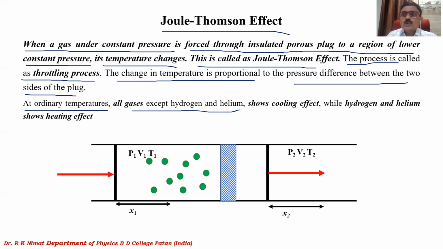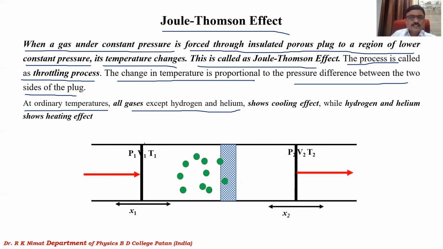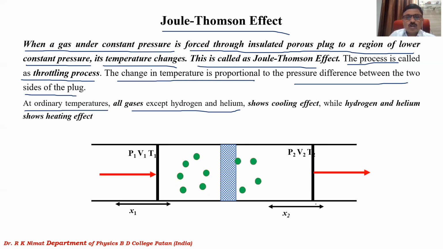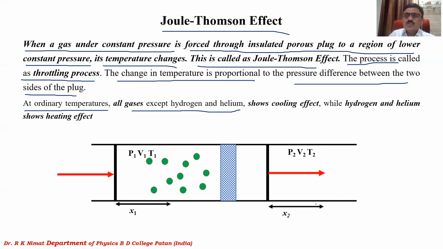Now the Joule-Thomson effect can be understood with the help of this simple animation that I have made. Let us see the animation. Now let us see. This is a cylinder. It is an insulating cylinder, remember, because all this process is carried out in such a way that neither heat is exchanged from system to the surrounding or from surrounding to the system. In short, it is an adiabatic process. The total heat energy of the system remains constant.